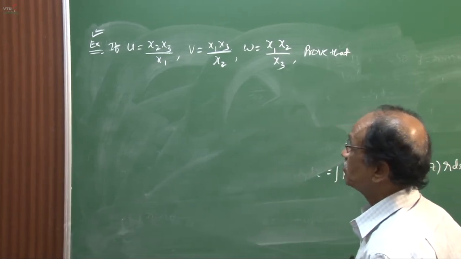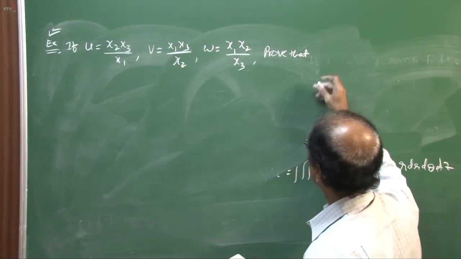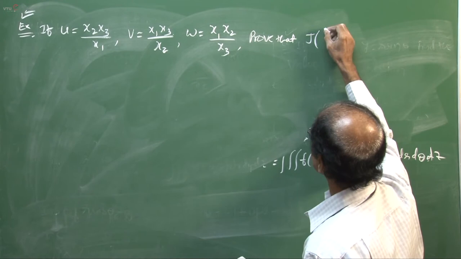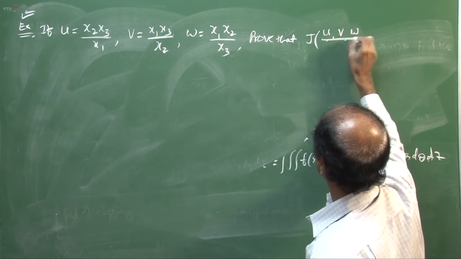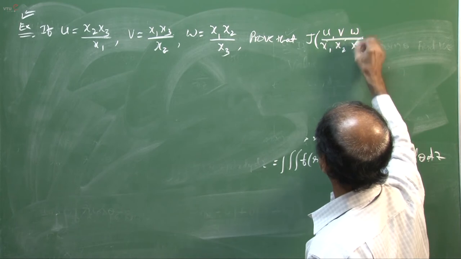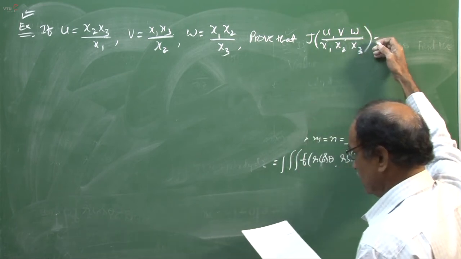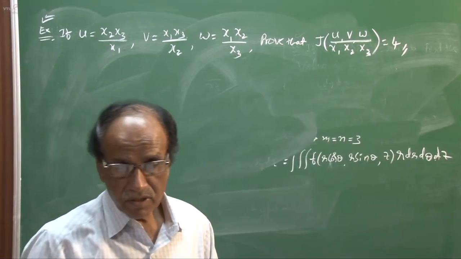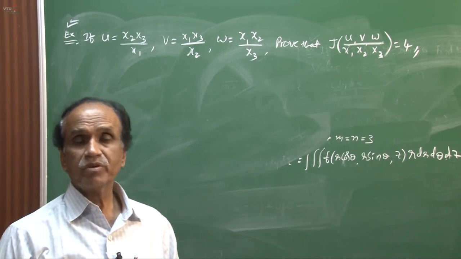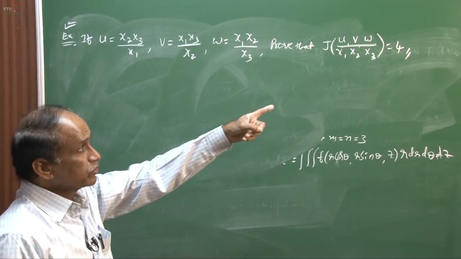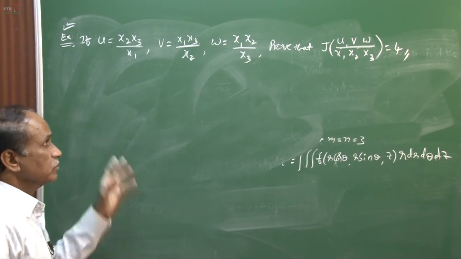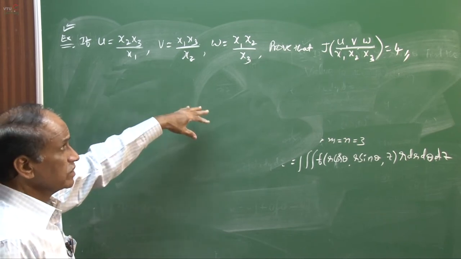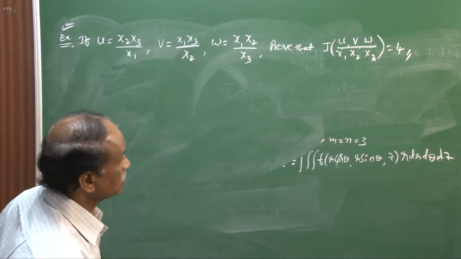This is a standard problem which you can consider in the list of problems. Prove that the Jacobian, otherwise J, of U, V, W with respect to x1, x2, x3 is equal to 4. This is a well known problem, and even in a different type the expressions will be given on the right side, but you have to prove the answer as 4. But this is the case of three variables, that means x1, x2, x3.